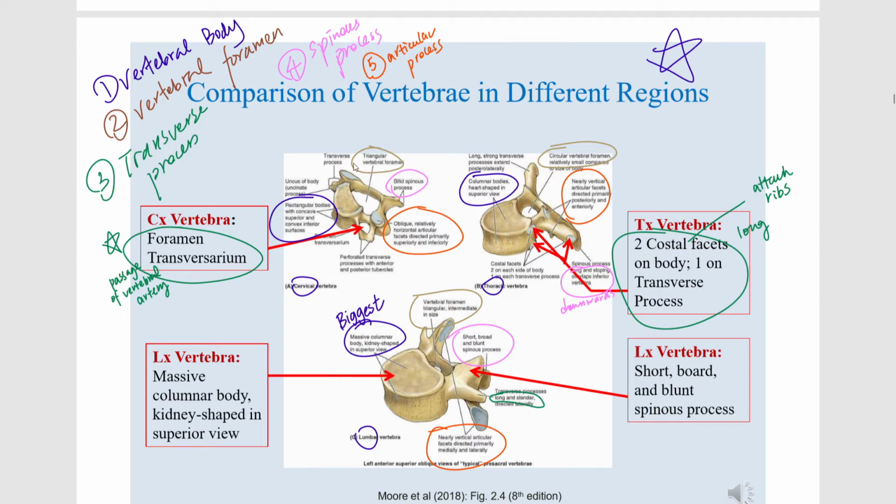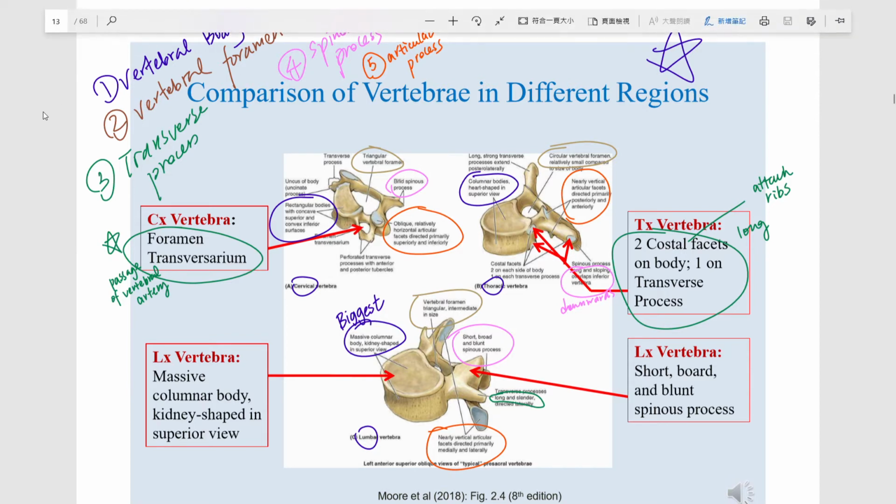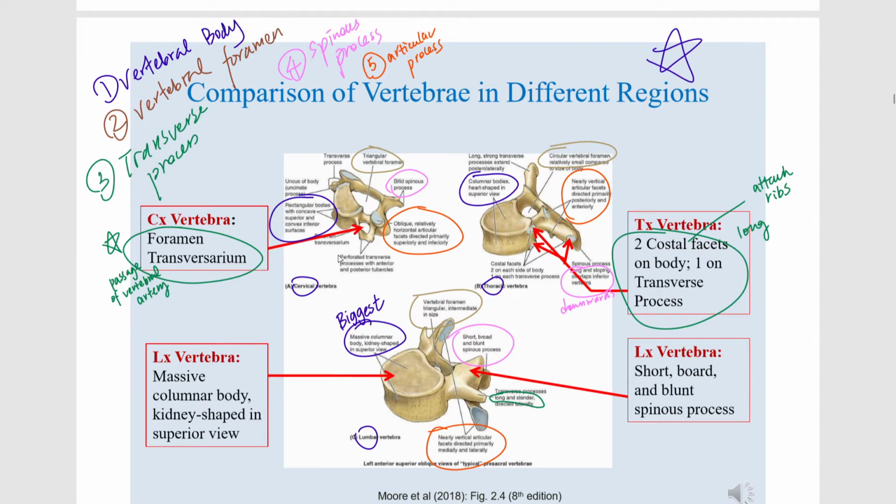So I've divided it into different colors. The vertebral body I circled here with blue color, vertebral body. Later on I will explain each one by one. The second one is the vertebral foramen. Vertebral foramen, as I've said in a previous video, is a large hole. If you can't recall it, welcome to watch my previous video again, and thank you.